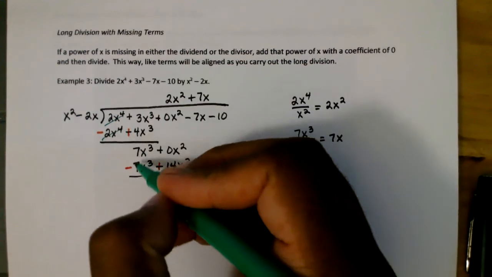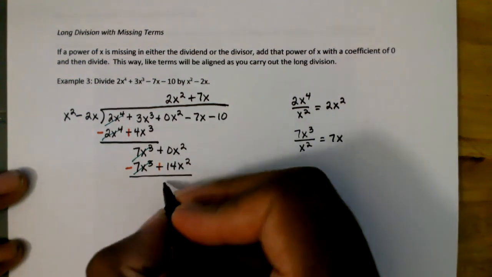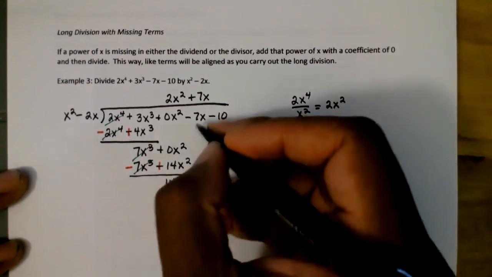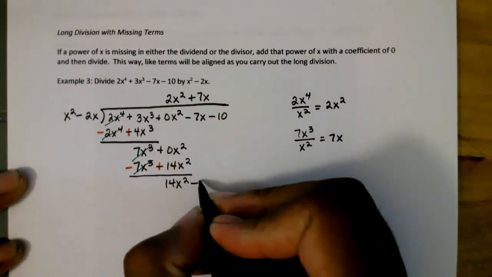So 7x cubed and a minus 7x cubed, that's gone. 0x squared plus 14x squared will be 14x squared. And then we bring down the next term, minus 7x.